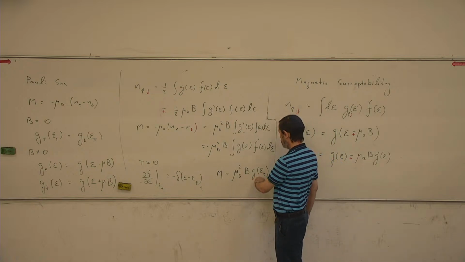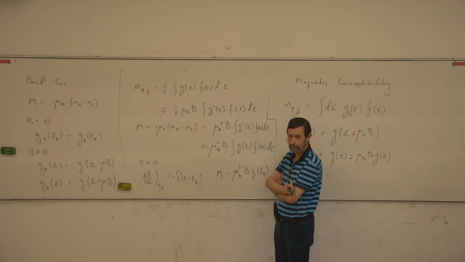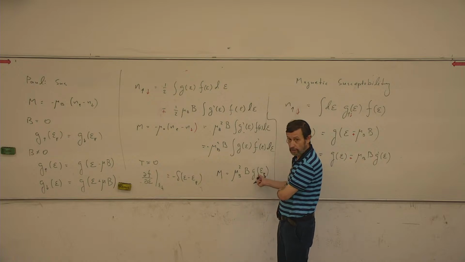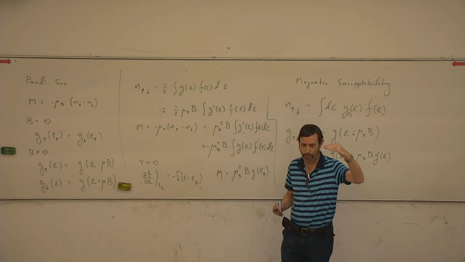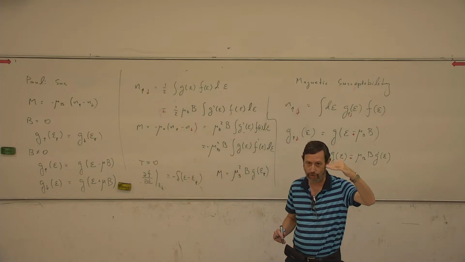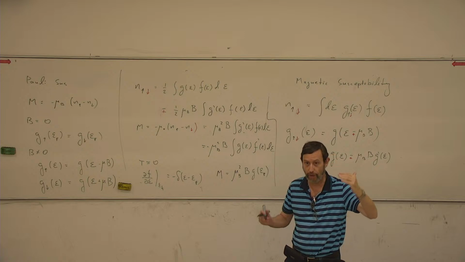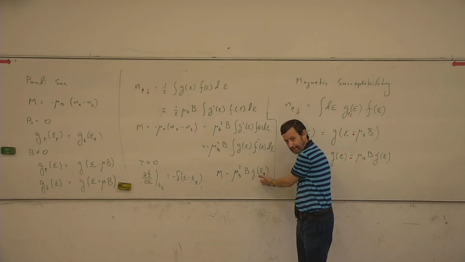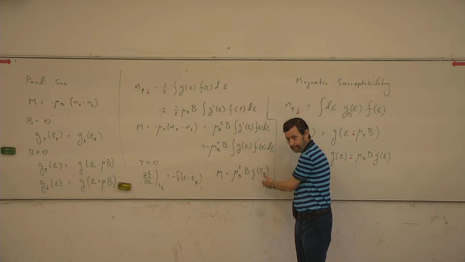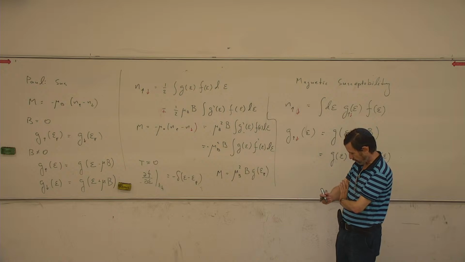Susceptibility is mu B squared times the density of states at E Fermi. For a real finite system, there's no density of states at E Fermi because E Fermi always sits between the last occupied and the first unoccupied state. For an infinite system, it's a meaningful concept. Okay, so that's Pauli susceptibility.